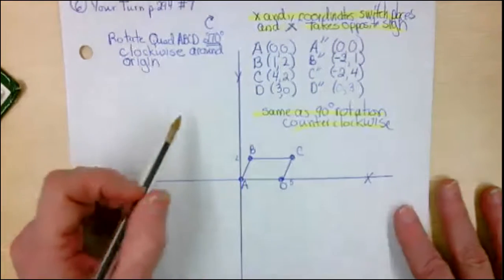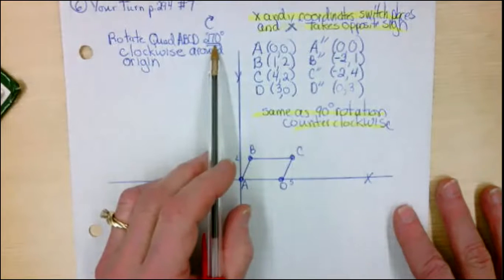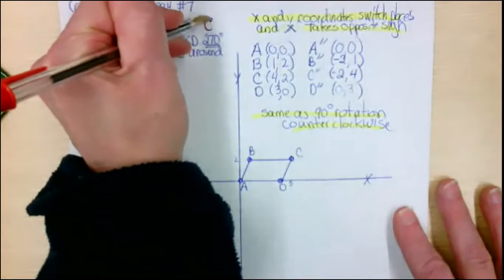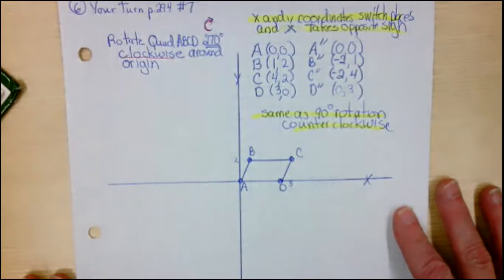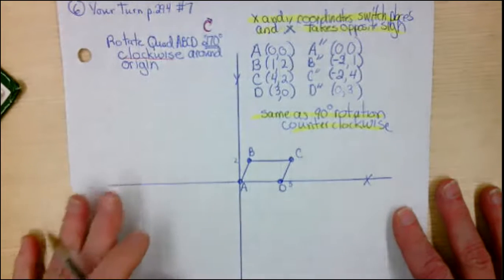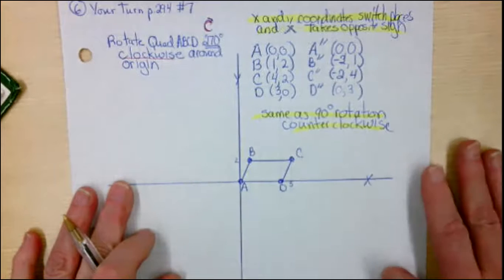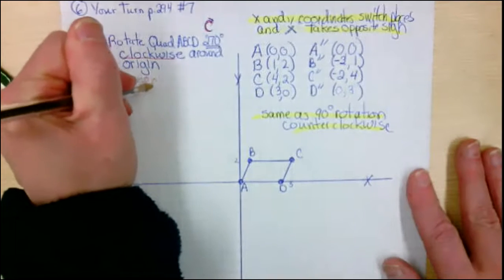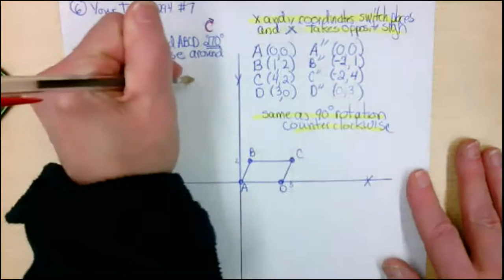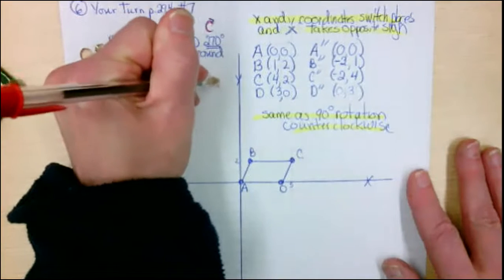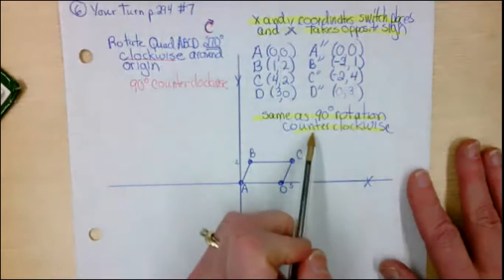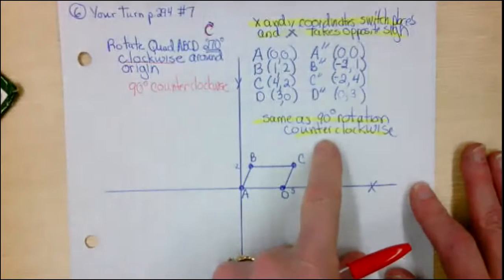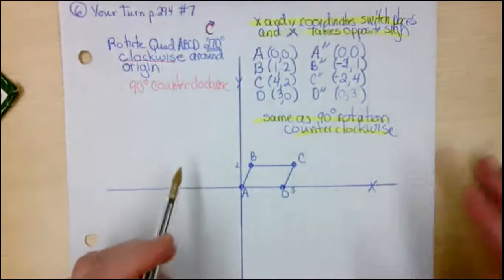We're going to go a rotation of 270 degrees clockwise. Right here, 270 degrees clockwise around the origin. Now, notice how the rule for 270 clockwise is the same as 90 degrees counterclockwise. Okay, and I highlighted that here. Same as a 90-degree rotation counterclockwise. So let's just put the coordinates here.